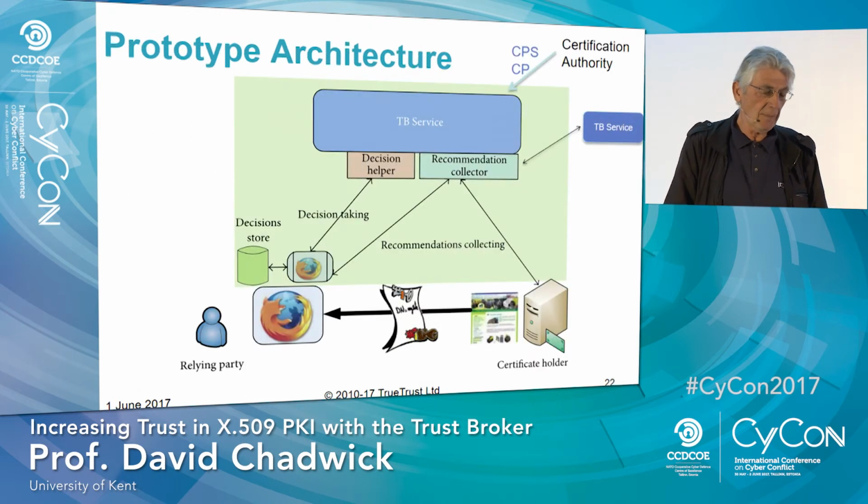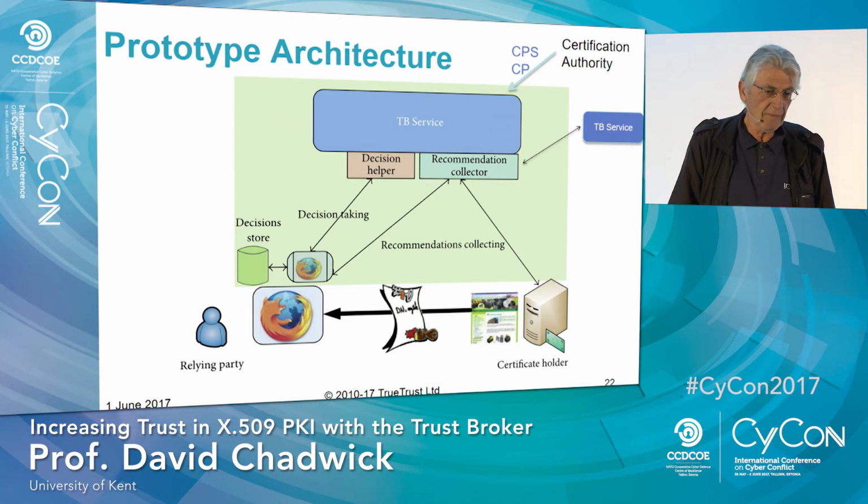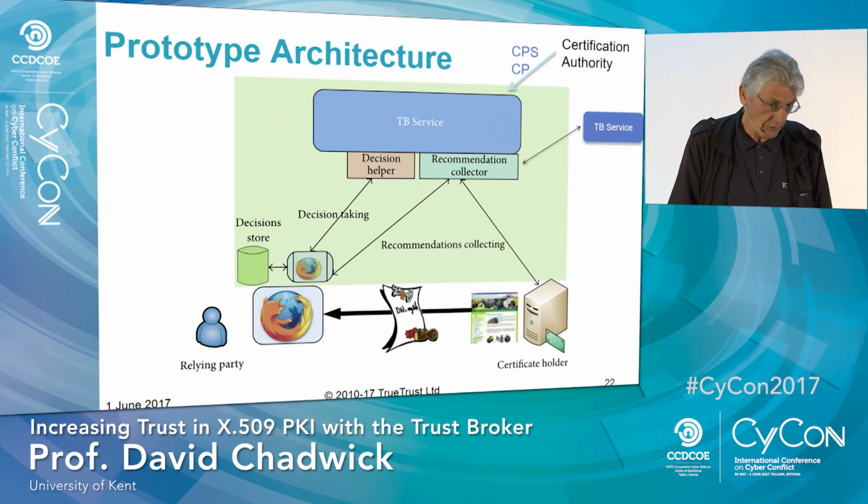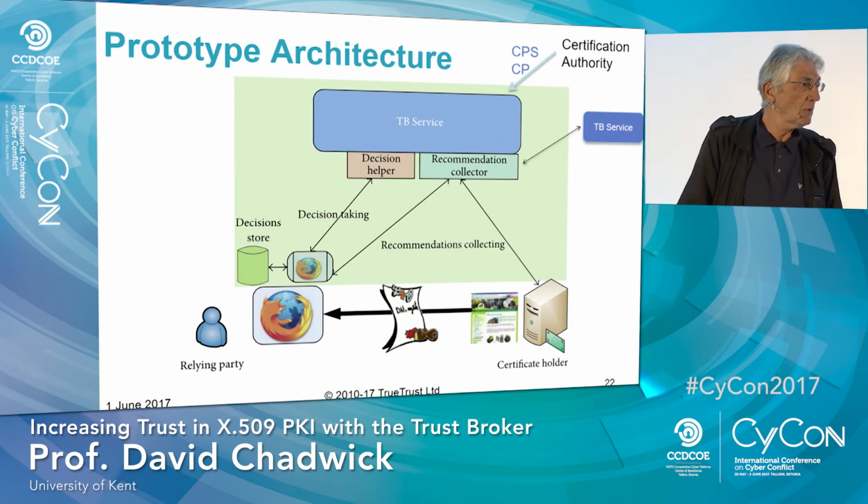So here's the prototype architecture. You've got the trust broker service. You can see that it's feeding into its recommendation. It's getting information from other trust broker services. It's getting information from its own relying parties.